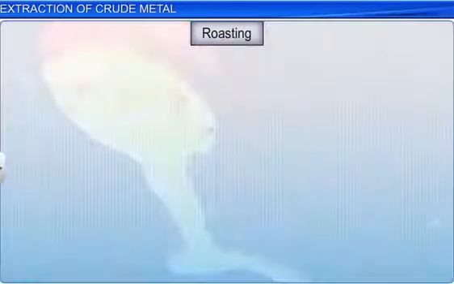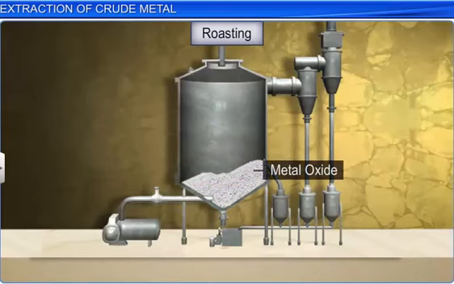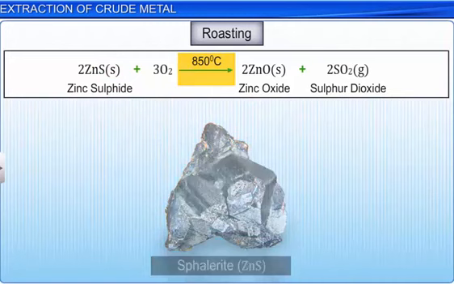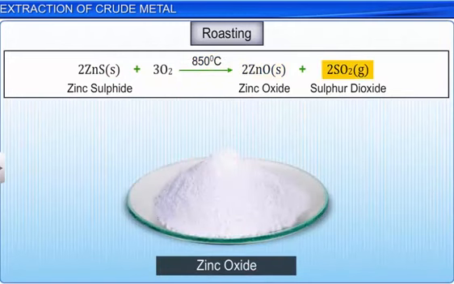The other method for converting an ore into its metal oxide is roasting. Roasting is the process of heating an ore in a furnace with a regular supply of excess air at a temperature below the melting point of the metal. This process is commonly employed for sulfide ores. For example, sphalerite or zinc sulfide is heated at about 850 degrees centigrade to give zinc oxide and sulfur dioxide. Lead sulfide is roasted at about 600 degrees centigrade to give lead oxide and sulfur dioxide.